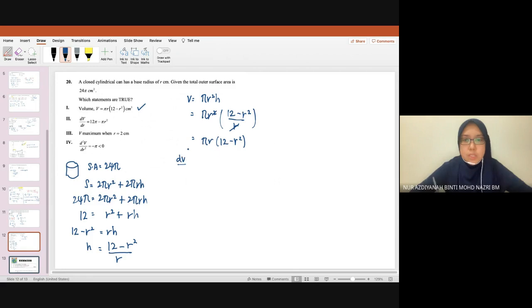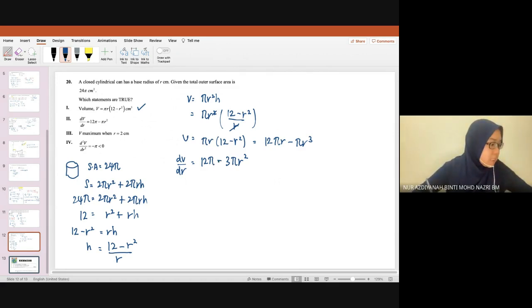So kalau kita proceed dv dr kat sini, what do we get? Katakanlah cara mudah you nak differentiate, you expand je dulu. So kita ada 12 pi r minus pi r cube. Jadi kalau kita differentiate kat sini, kita dapat 12 pi minus 3 pi r square. Okay, so dv dr ni is incorrect lah kat sini sebab dia tinggal nilai 3.